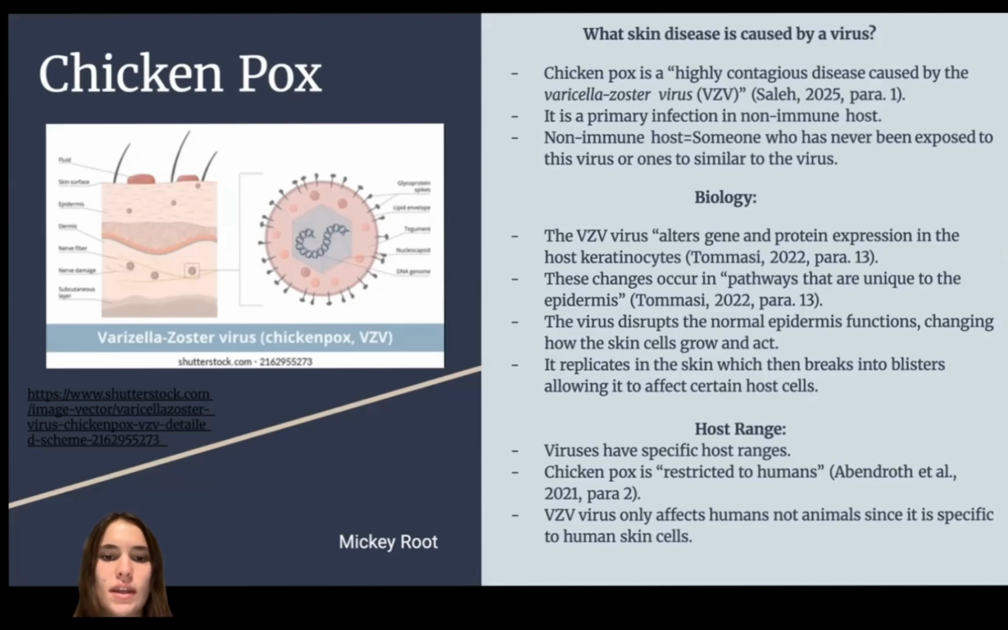As the virus replicates within the skin, it usually causes the formation of blisters, which are a key sign of chickenpox. The fluid inside those blisters contains the virus, which allows it to spread to other cells or even to other people. It's important to note that chickenpox has a very specific host range. The varicella zoster virus only infects humans because it's uniquely adapted to human cells.